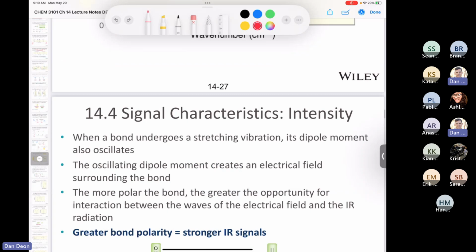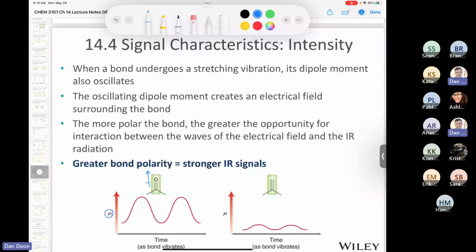It says when a bond undergoes a stretching vibration, the dipole moment oscillates, right? So let's imagine you have, let's say, a carbonyl like this. As you have the bond stretching, we know that there's a dipole in here. And so this is the dipole moment, which is mu, okay? That's going to fluctuate. And it says that the oscillating dipole moment creates an electric field. And the more polar the bond, the electric field created by the oscillating dipole moment acts as like an antenna for picking up the infrared radiation from the spectrometer.